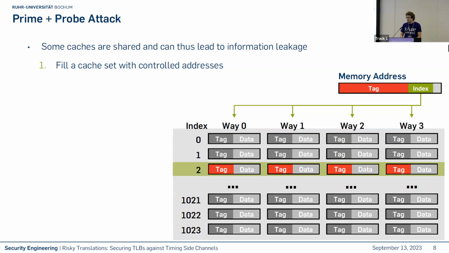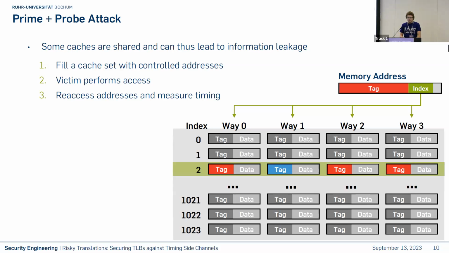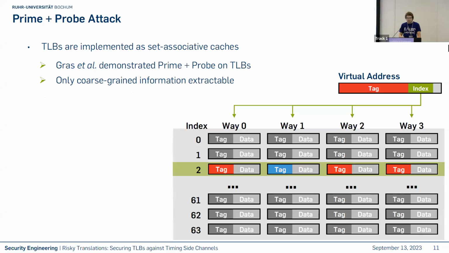So under the assumption that we know where the victim will place its data in the cache, we just generate some addresses of the form like this, and they all have the same index, and they all fall into one row. Then we let the victim execute, and then we just re-access our addresses again. And if there is any slowdown, then we know that the victim must have performed an access because some of our data is missing. And this can be used to extract crypto keys, for example, when you use square and multiply. Unfortunately, the very same is true for TLBs.